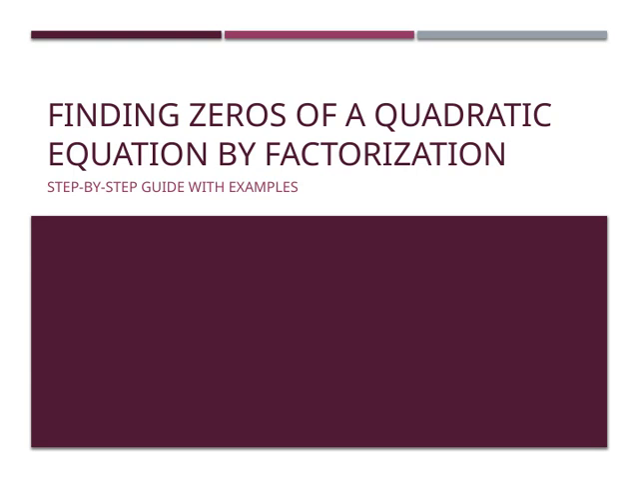I'm excited to guide you through the process of finding zeros of a quadratic equation by factorization. The title of our session is Finding Zeros of a Quadratic Equation by Factorization, and the subtitle is Step-by-Step Guide with Examples. Over the next few slides, we'll explore how to approach these problems systematically, with clear examples to help you understand each step. Let's get started.